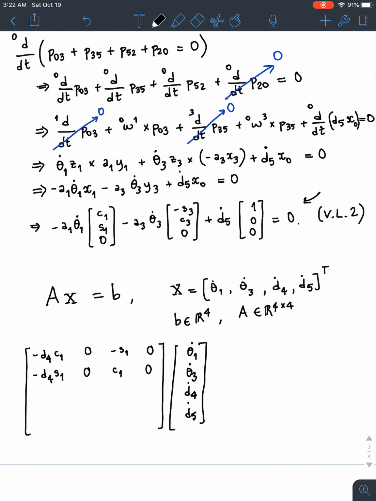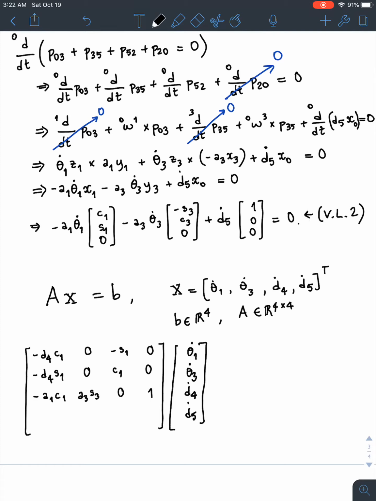Now, let me look at this equation here, the first row of that equation. I'm going to identify what multiplies theta 1 dot. I see a minus a1 cosine theta 1. What multiplies theta 3 dot in the same equation? I see a3 sine theta 3. What multiplies d4 dot? I see nothing, so it's a 0. What multiplies d5 dot? That's a 1.